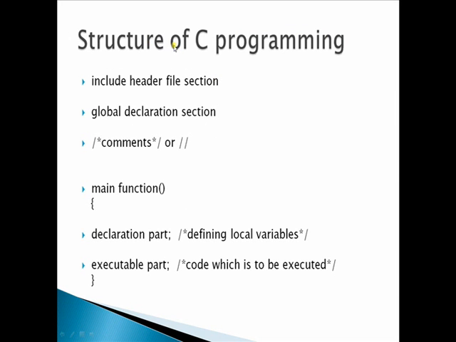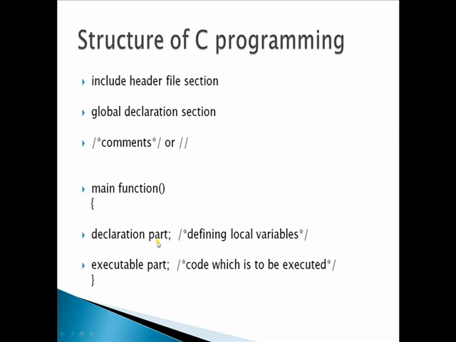This is the structure of C programming. This is the format that every C program must follow. Here we have fields like include header file section, global declaration section, comments, main function, open parenthesis. This is the start of a program with the opening flower brace.